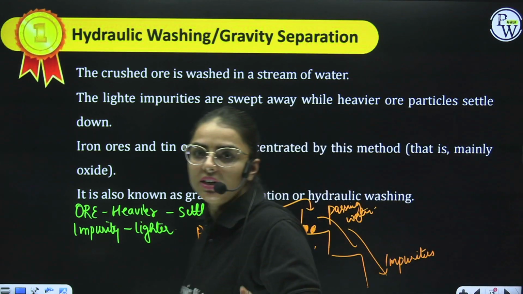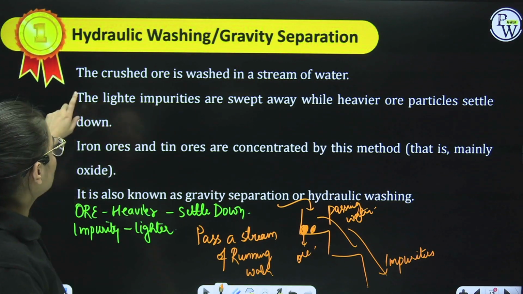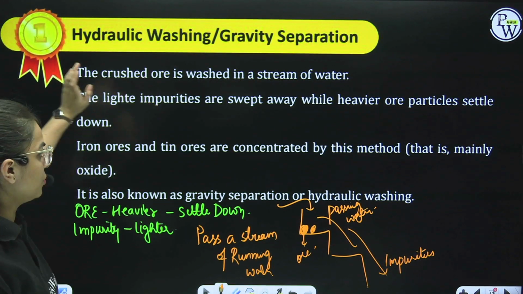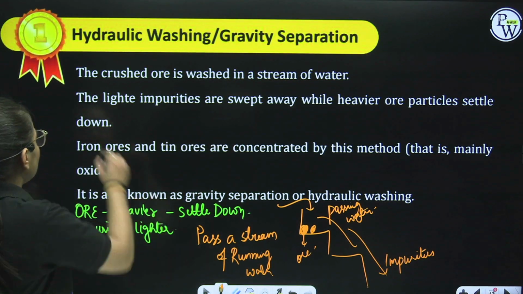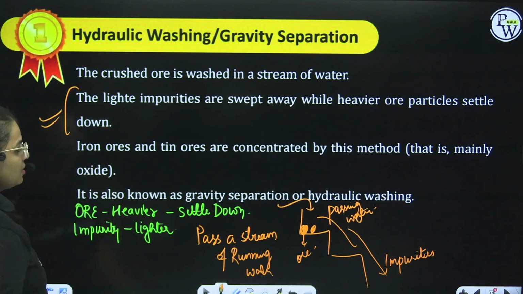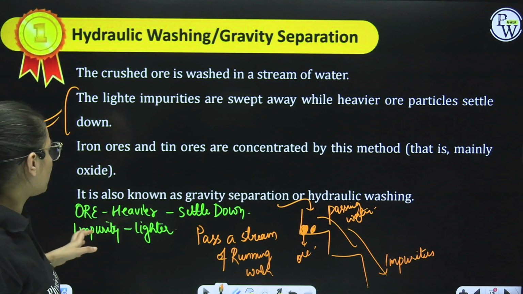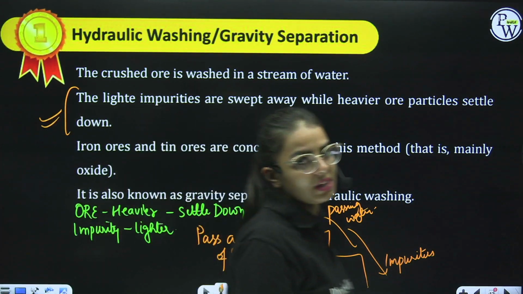Let's read about it in detail. It is also referred to as the levitation method. Now see, the crushed ore, that means the powdered form of ore, is washed in a stream of water. The lighter impurities are swept away while the heavier ore particles settle down. Very important thing. Next thing: iron ores and tin ores are concentrated in this manner. You should know about it. It is also known as gravity separation, hydraulic washing or levitation method.